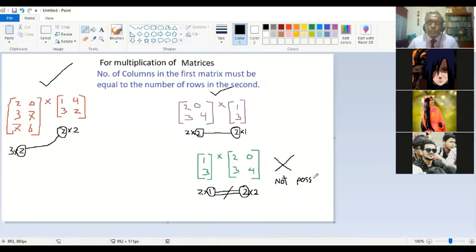Now I will show you how the multiplication is done. Let me go back to the red color example, and then I will find out the answer and you will learn how to do the multiplication.